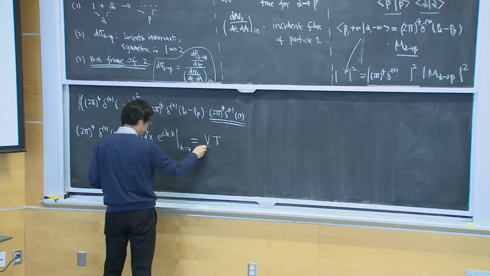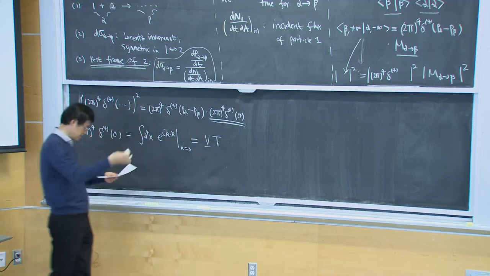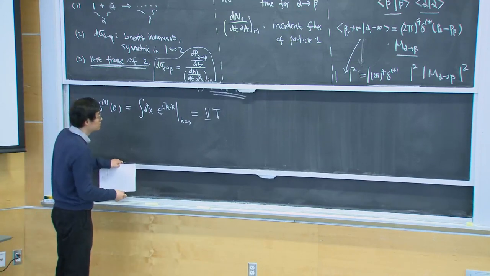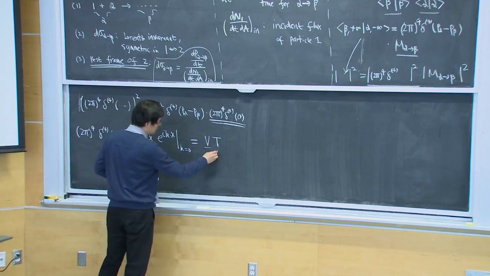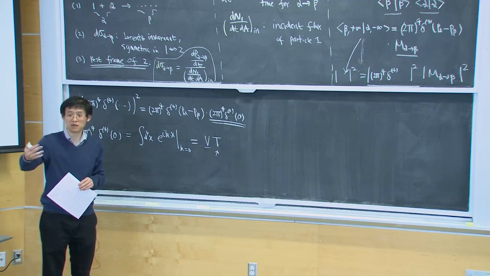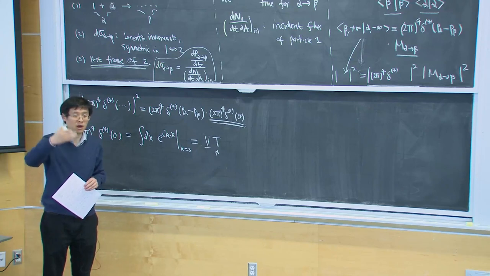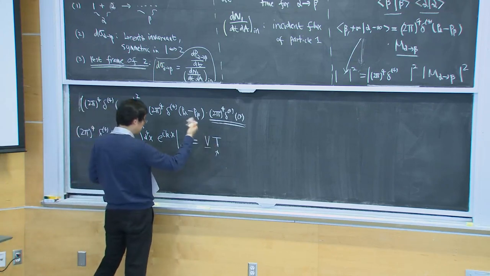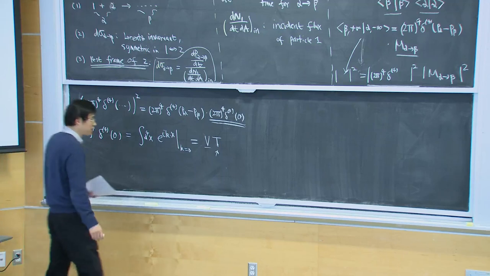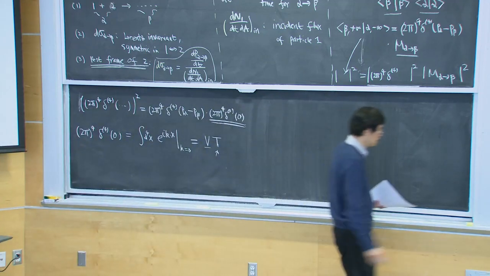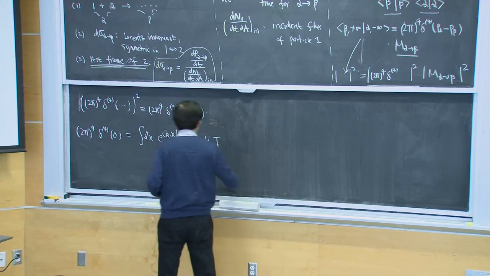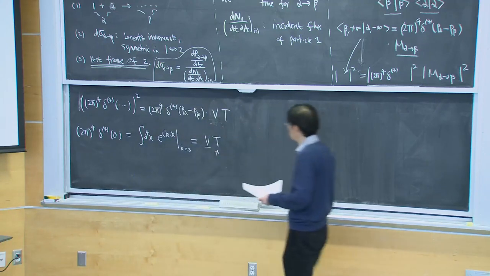So I take the spatial volume to be V, and T is the time period. Physically you can interpret the T as the time duration we actually run the experiment, because only that part is relevant for our experiment. So this capital T can be interpreted that way. Good. And now we can just replace this here by V times T.